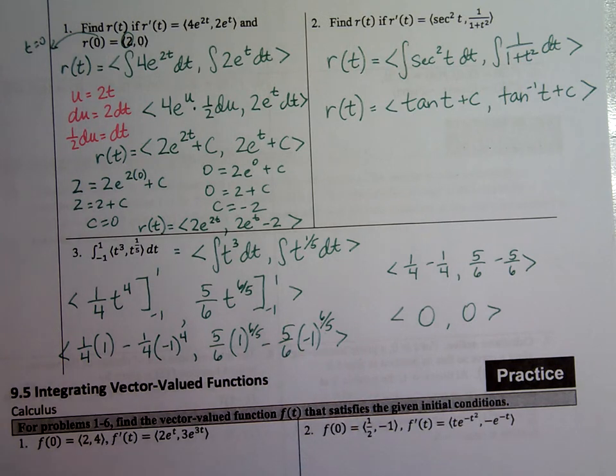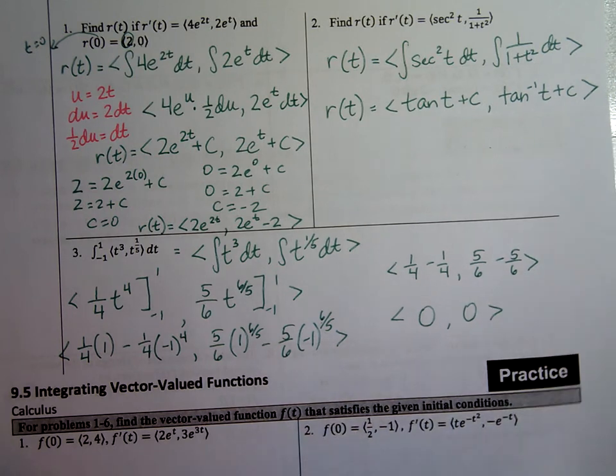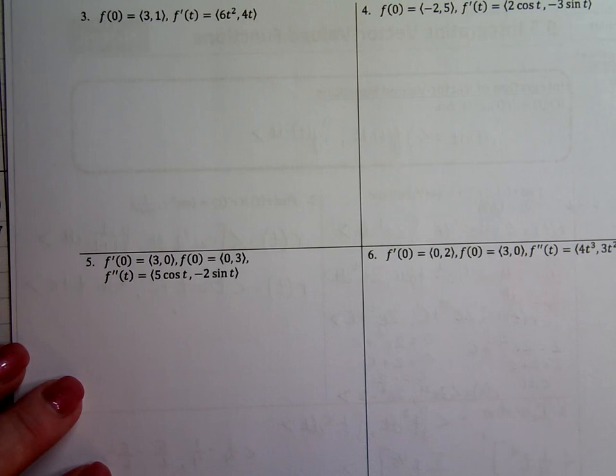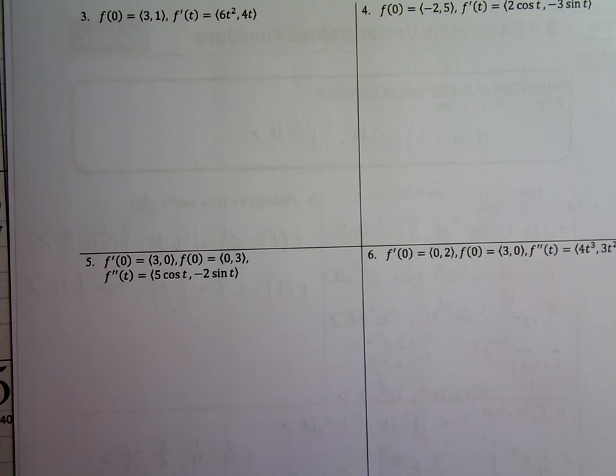All right, we're going to pick a couple of practice problems and then we will call it a day. The first one that I picked is number 3. So let me find you number 3. This one, f of 0 is the vector 3, 1. F prime of t is 6t squared, 4t, your vector valued function. The directions say, for problems 1 through 6, find the vector valued function f of t that satisfies the initial given conditions.